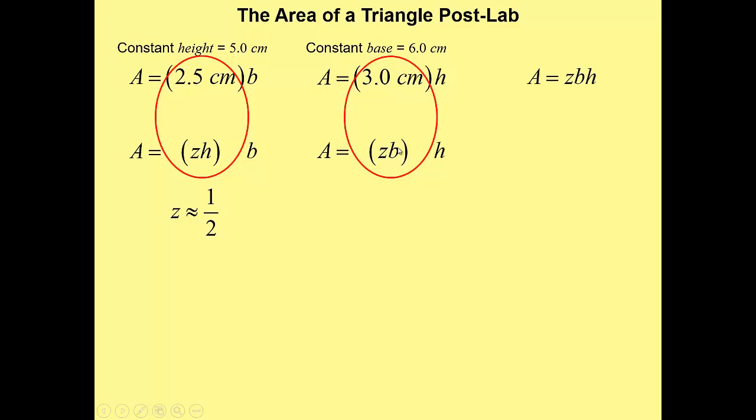But in this half of the lab, our base was constant at 6.0 centimeters. So what does z need to be if our base is 6.0 centimeters to give us a slope of 3.0 centimeters? That's right, 1/2. And again, no units, because the base has the same units as the slope. I know that this is really mathy, and it's math you've never done before, right? But can you follow along here with what I'm saying? For our general math model to predict the two math models we got in the lab, z has to work out to be 1/2.